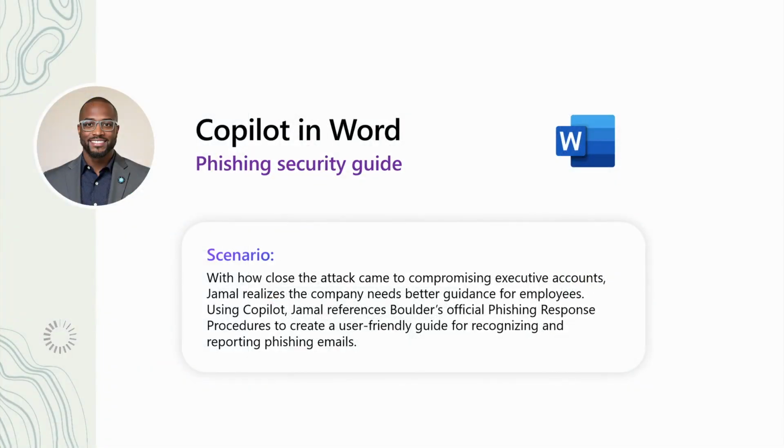With how close the attack came to compromising executive accounts, Jamal realizes that the company needs better guidance for employees. Using Copilot, Jamal references Boulder's official phishing response procedures to create a user-friendly guide for recognizing and reporting phishing emails. So now that the team has already taken the appropriate identified steps, Jamal wants to prevent these types of things from happening again. Now, of course, there's only so much we can do to prevent phishing attempts, but how our employees respond to it is key. Let's create a guide so that they know how to identify these attacks.